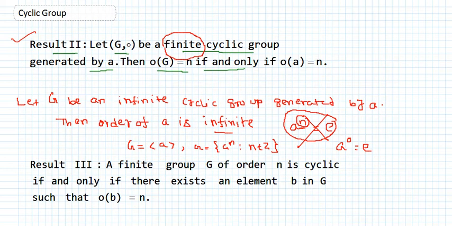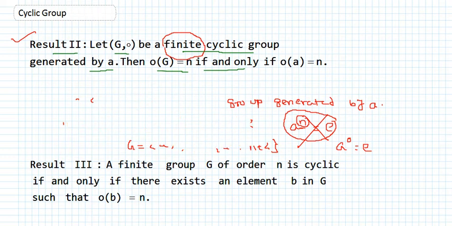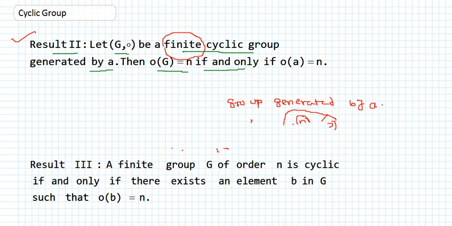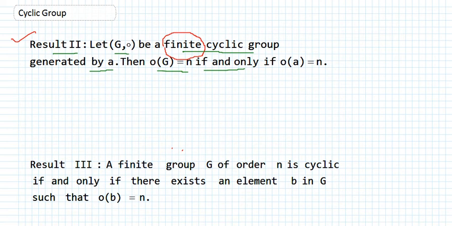Okay, next let's discuss result 3. Let me first erase this part. So here is result 3. It says that a finite group G of order n is cyclic if and only if there exists an element B in the group G such that the order of B equals n.